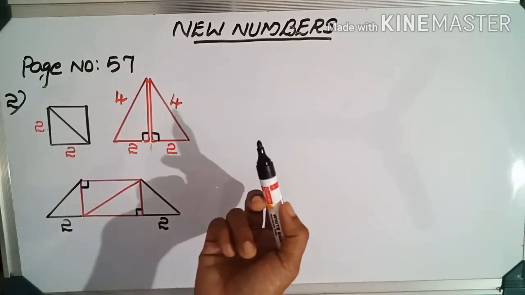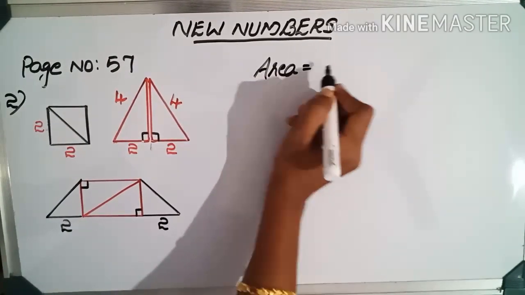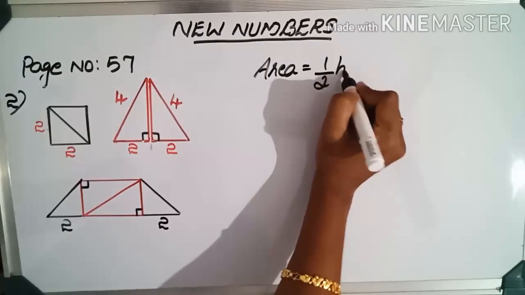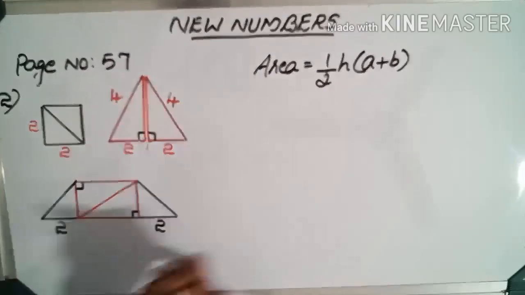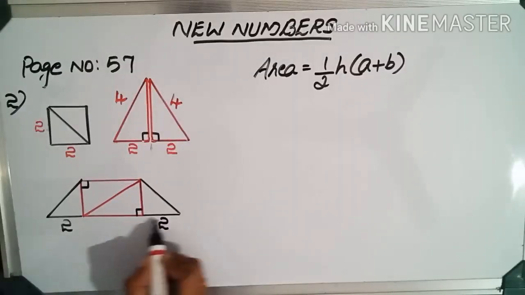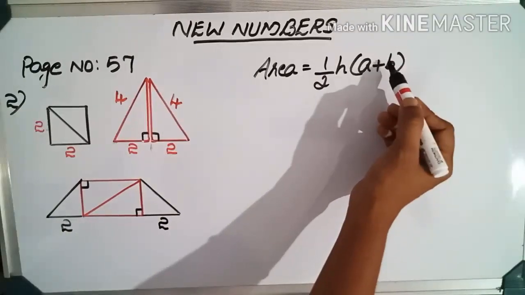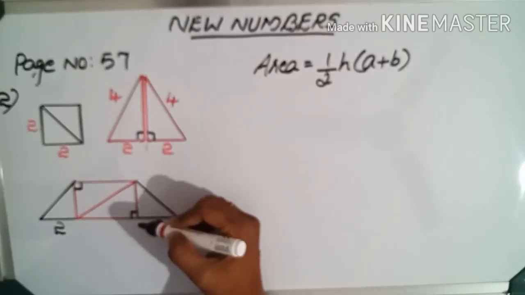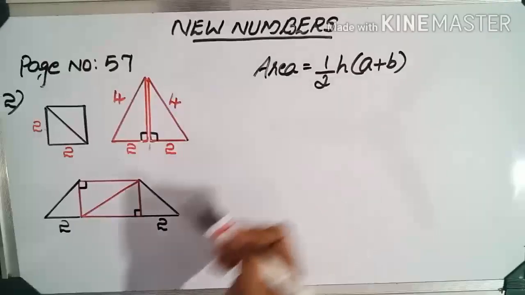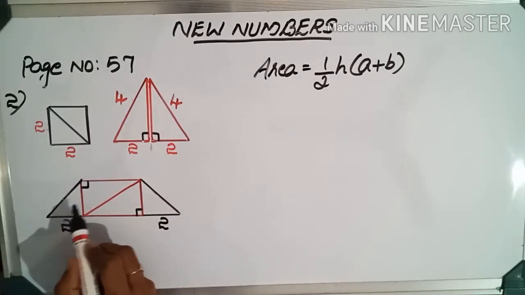Now we need to find the area and perimeter. What is the area equation? Area of trapezium is half into h into a plus b. Here a and b are the upper part and lower part, the parallel lines. Height means this height. All these measurements we need in order to find the area, and to find the perimeter we need all the sides, this one, this one, this one, this one.